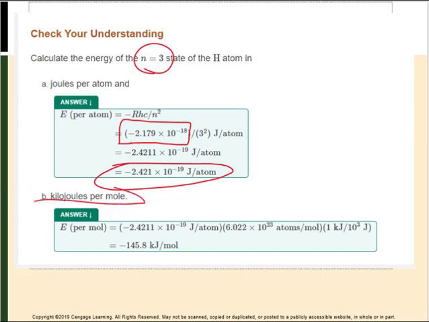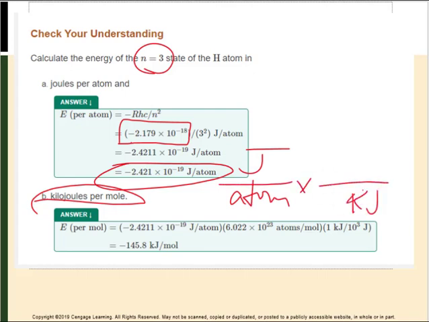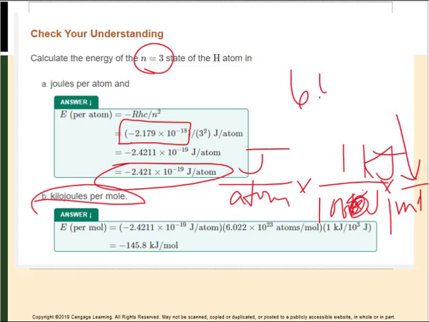And to convert it to kilojoules per mole, again, if we've got joules per atom, then we need to have kilojoules, joules down here, kilojoules up top. And in 1 kilojoule, there's 1,000 joules. And mole on the bottom, for every 1 mole, there is, we're going to have to write it up here, 6.022 times 10 to the 23rd.